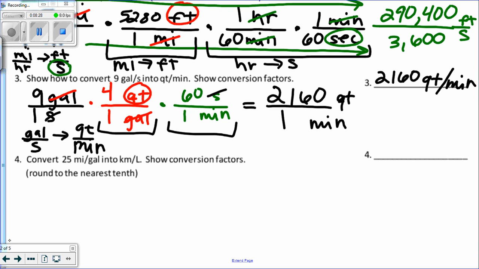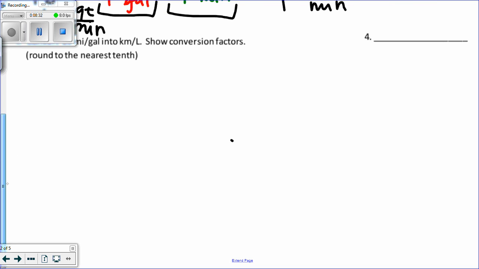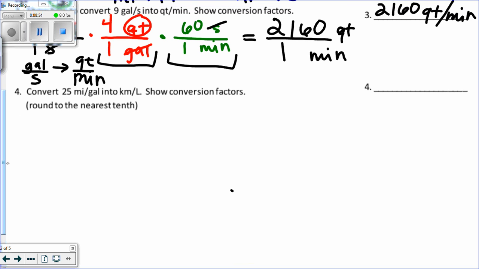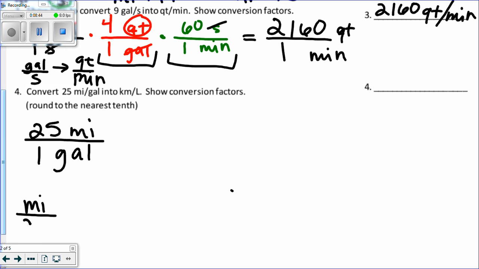So we're going to use the same method for number 4. In number 4, we have 25 miles per 1 gallon. And we want to go from miles per gallon to kilometers per liter.